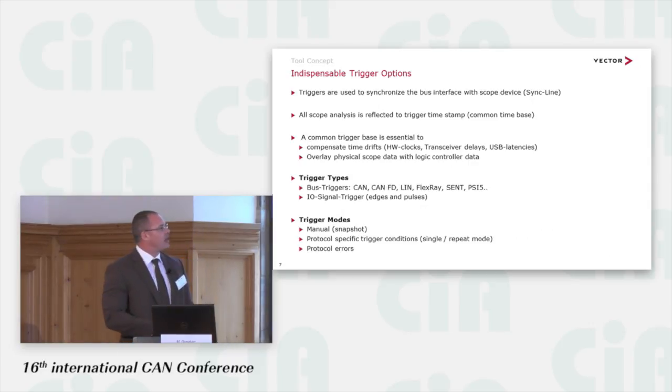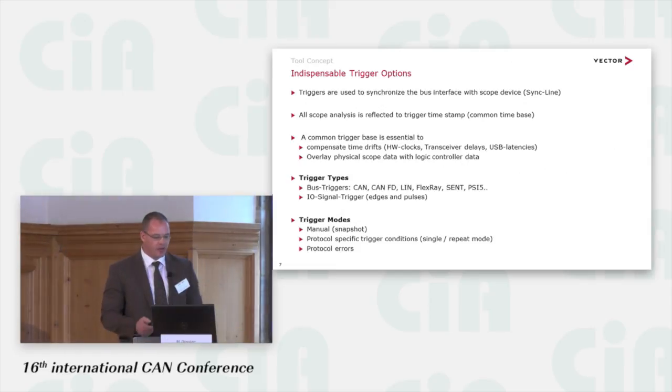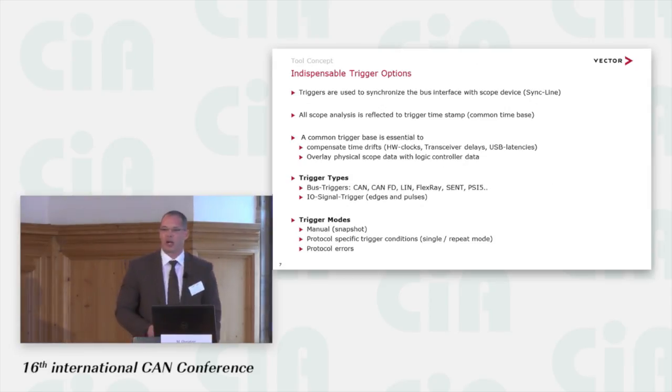With this, we can overlay the physical data of the scope with the controller's data, and we have one point of view now. You have different trigger types for different bus systems, especially for CAN and CAN-FD. You have also the possibility to trigger on different waveforms, like on edges and pulses. And you have additionally different modes to trigger.